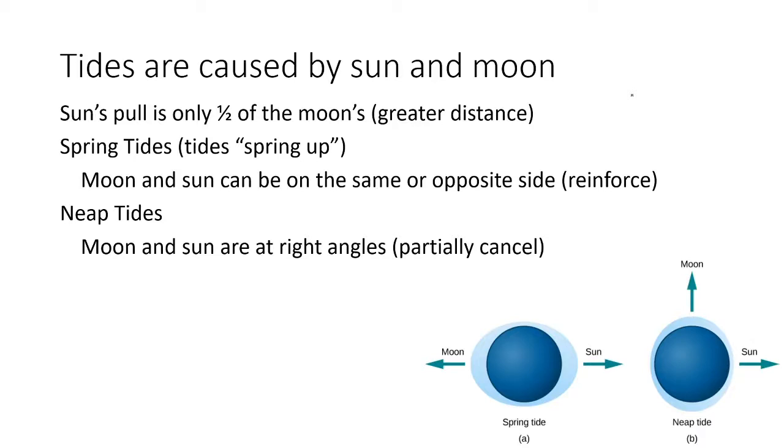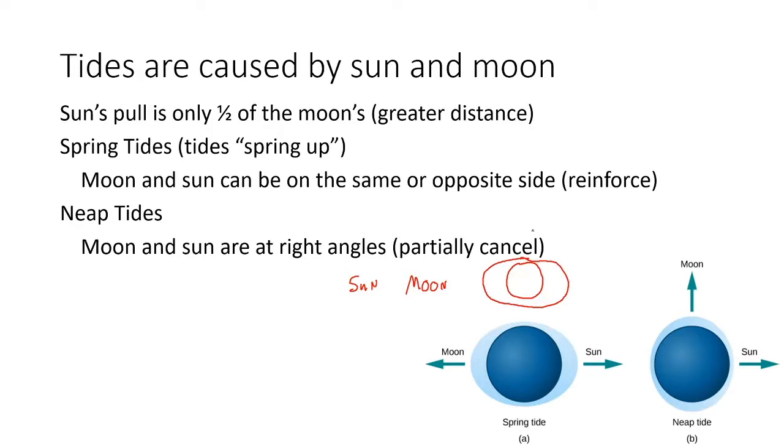Now, the sun's pull is only about half of the moon's. The sun is really, really big. However, it's also really, really far away. Our moon is much, much closer. So when the moon and the sun are on opposite sides, you get that spring tide. And it could also be true if the moon and the sun happen to be on the same side. You'd get also the spring tides. And my drawings here are a little exaggerated.